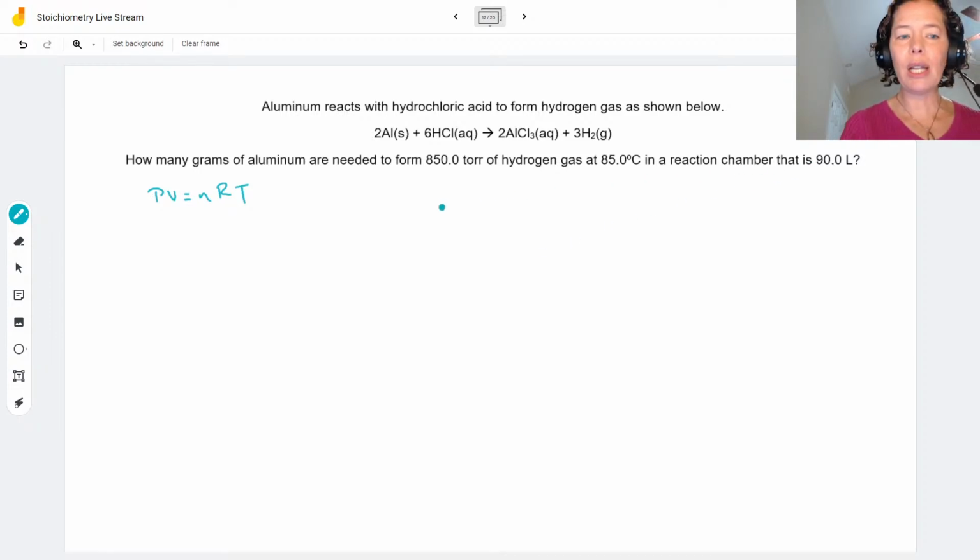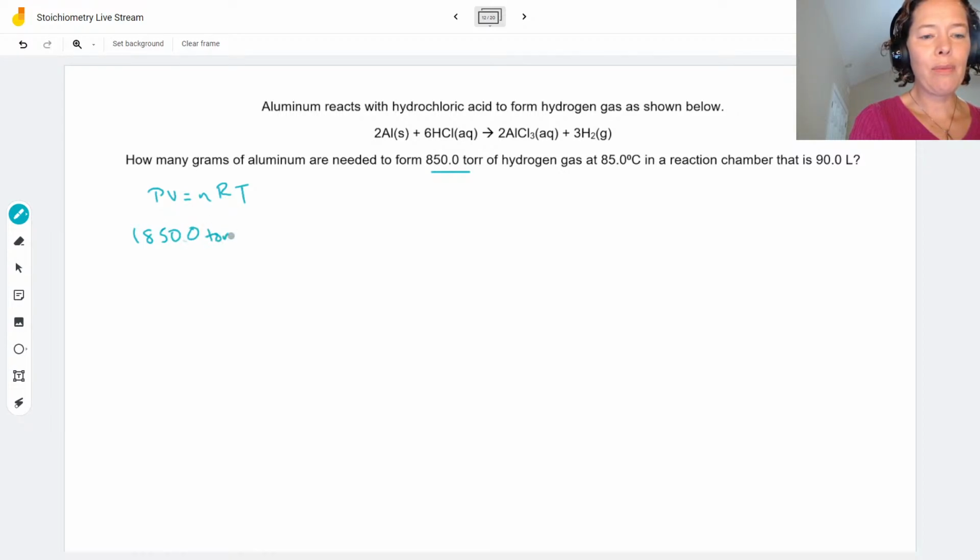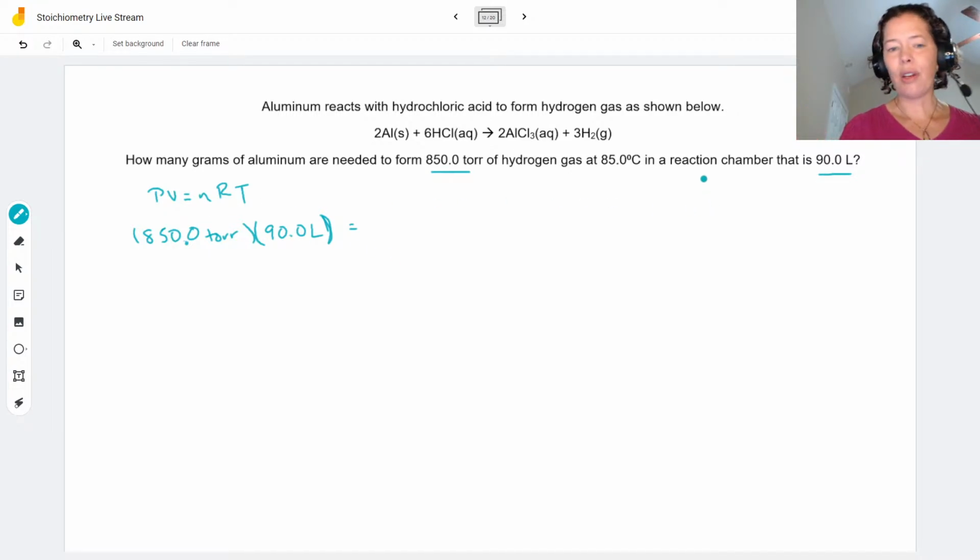Okay, so let's plug in everything we know for our ideal gas law. We have 850, that should be a 0, torr. We have our volume here. That is 90 liters. We are trying to find n, or the number of moles, so I'm just going to leave that as n.